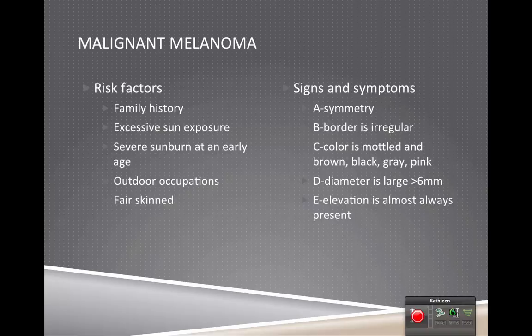And as for the signs and symptoms, these lesions have an asymmetric shape. The border is irregular. The lesion is asymmetric. The color is mottled, could be brown, black, gray, or pink. The diameter is larger than 6 millimeters, and elevation is almost always present.